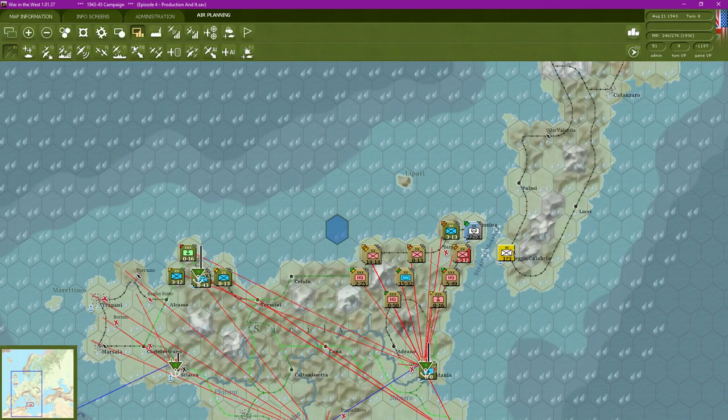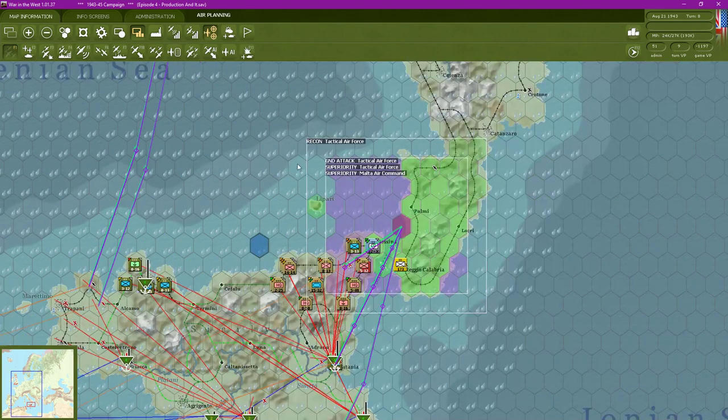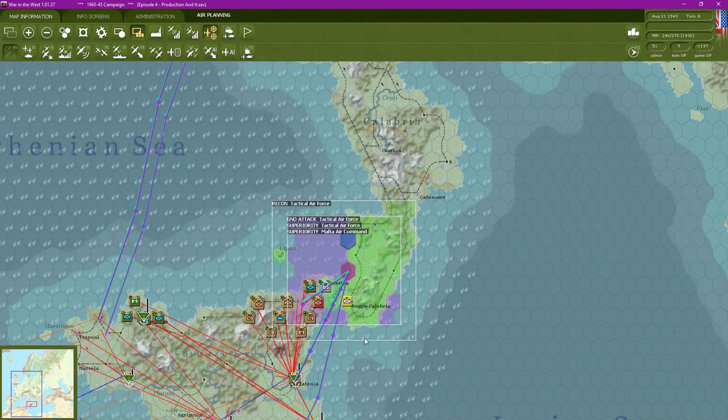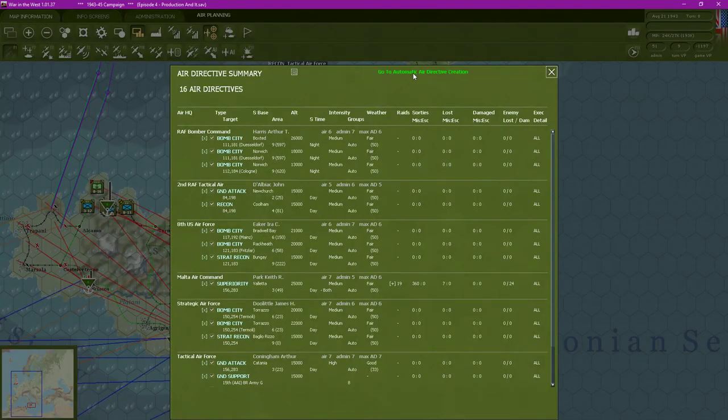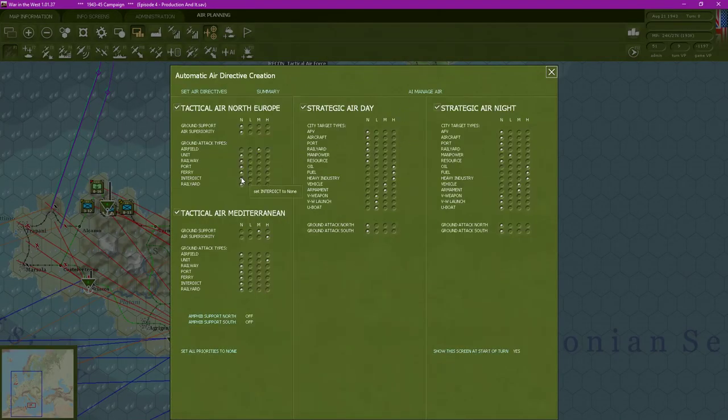Right. Let's see how things are laid out at the moment. So I'm going to keep with this at the moment. Now let's see. Tactical air Mediterranean. Ground support. I think air superiority can take a step down and we can go for ground support. I do need to hit these units even harder. I absolutely do. We're also going to increase interdiction.